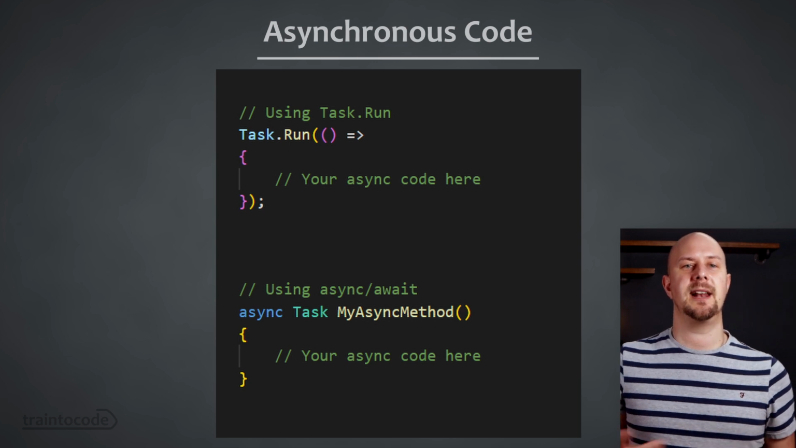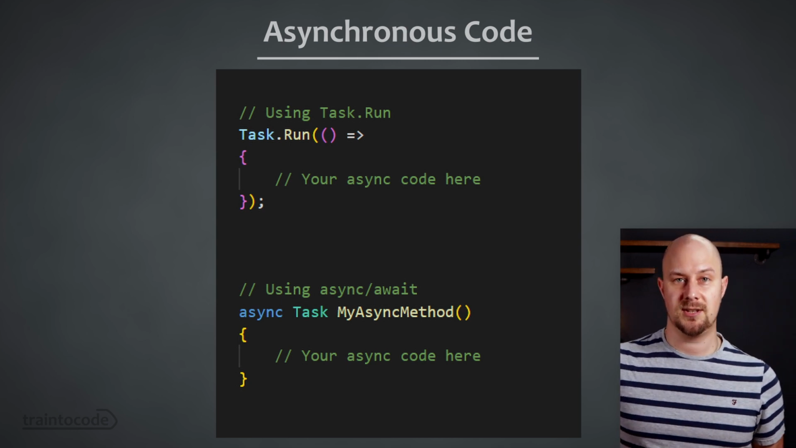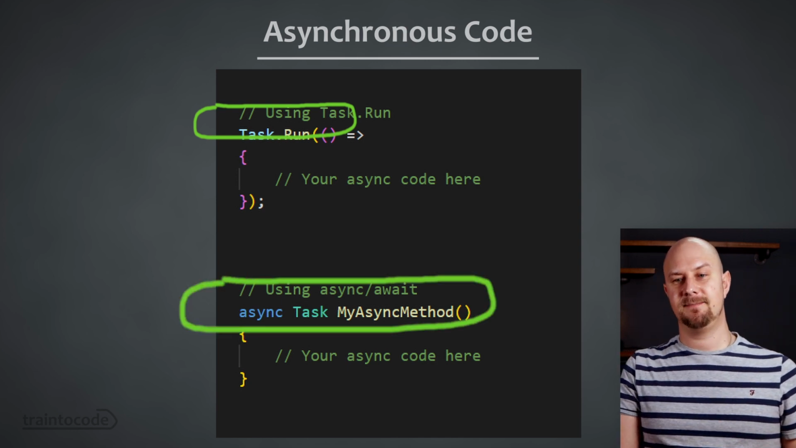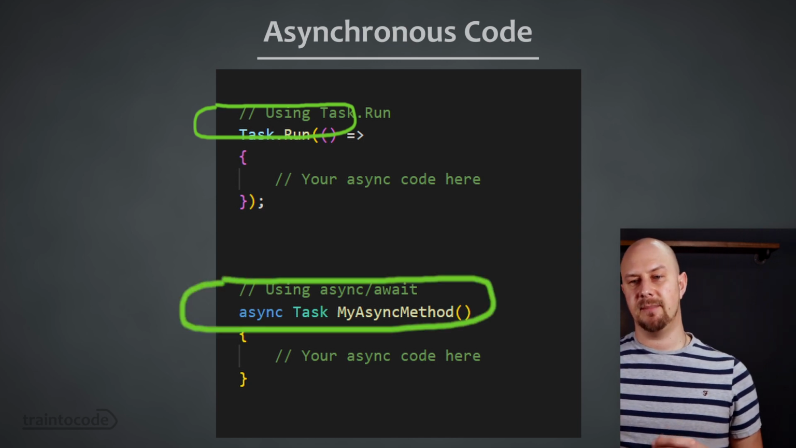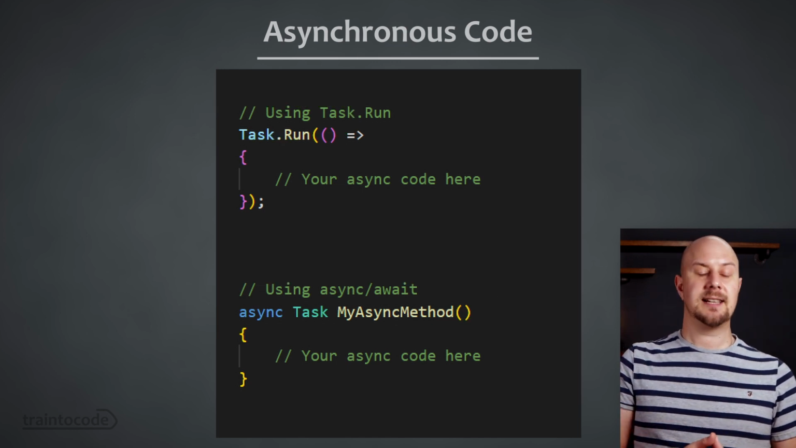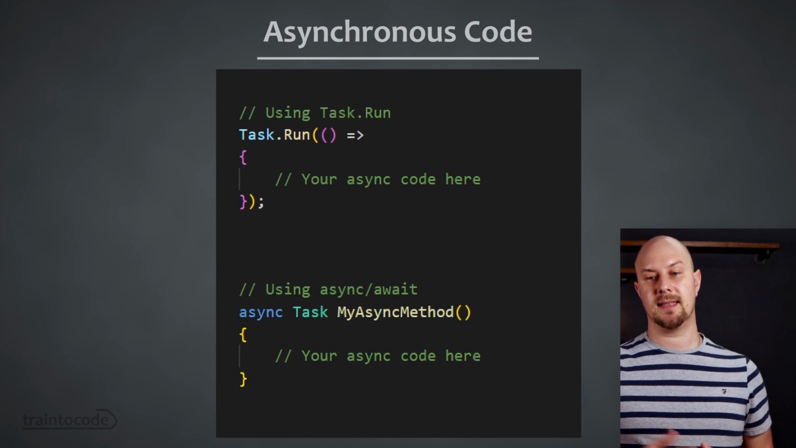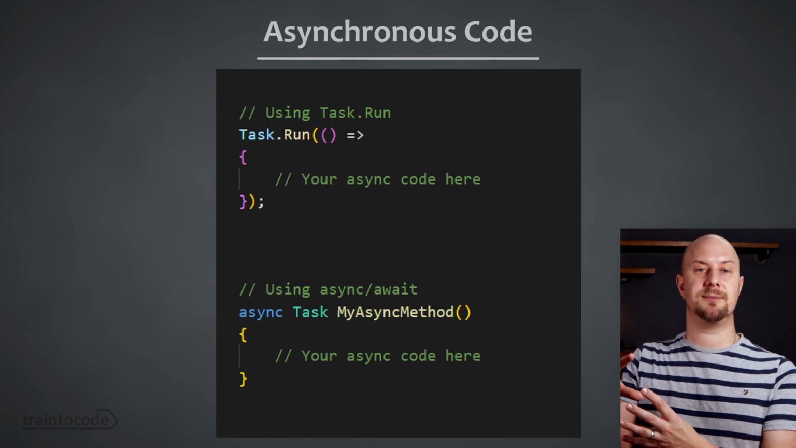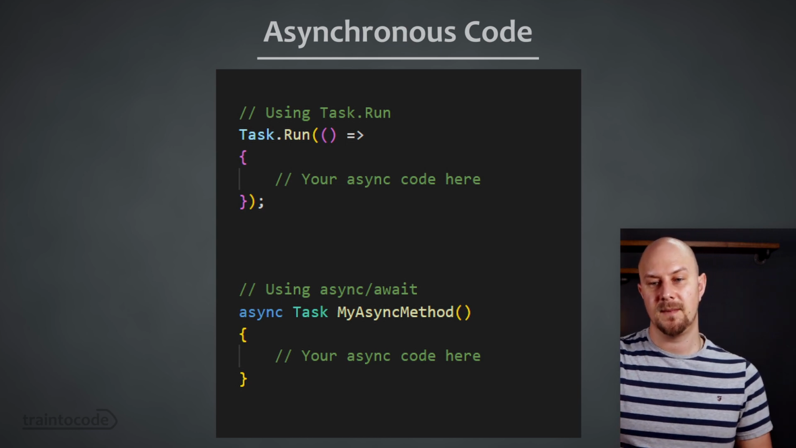C# offers two main approaches to asynchronous code execution. You've got Thread.Run, and then you've got async and await. Here are some examples of both. Thread.Run is called using this Thread static class, and then we call the .Run method like this. And then whatever we want to run on another thread is held in this lambda expression inside the Run method.